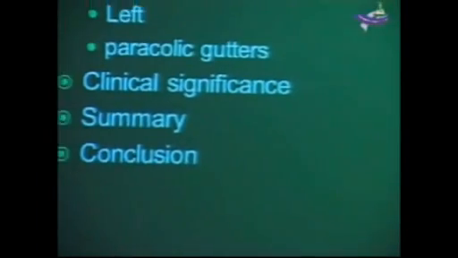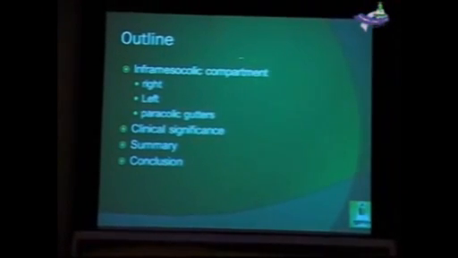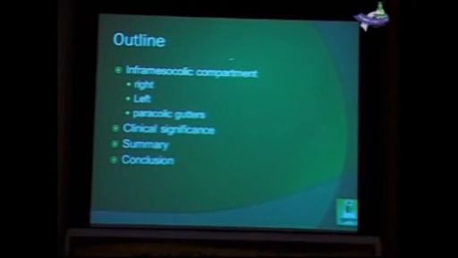To reach these objectives, we're going to talk about the general arrangements of the peritoneal cavity, and then we'll talk about the supramesocolic compartment with its divisions. It's divided into right and left with potential spaces in each of these divisions. And then the inframesocolic compartment with its right, left, and paracolic gutters. We'll talk a bit about the clinical significance as we move through different sections of the talk, and then we'll summarize and conclude the topic.